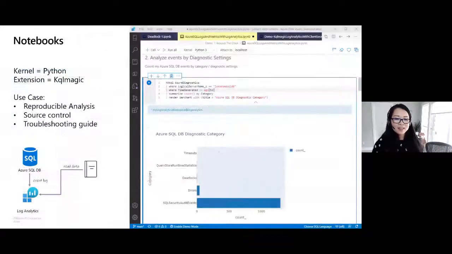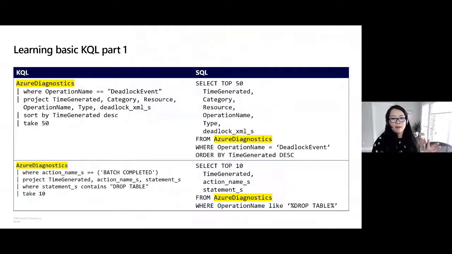Okay, all right. Let's do a bit of a recap. The slide deck is posted, hopefully pasted in the chat, so you can look through the queries and compare KQL and SQL. Here's a comparison of an Azure Diagnostics query where you're searching for a deadlock event: you select time generated, category, resource, operation name, type, deadlock XML, so essentially these columns, and then sort by time generated in descending order and take the top 50.